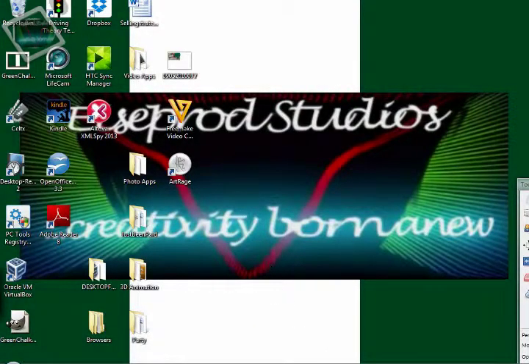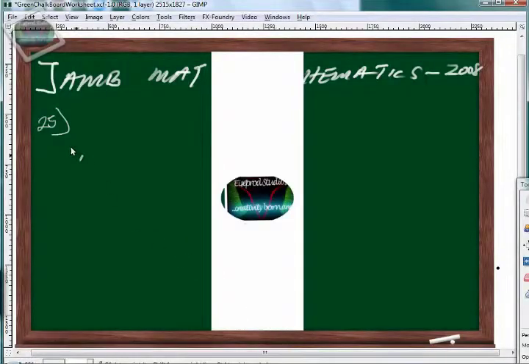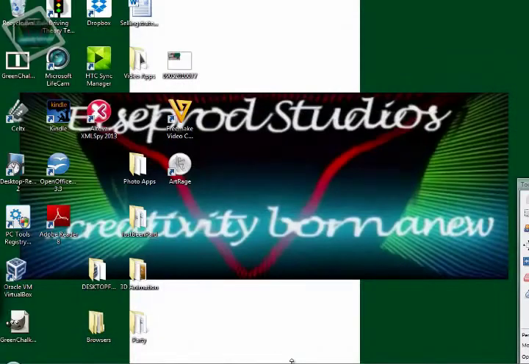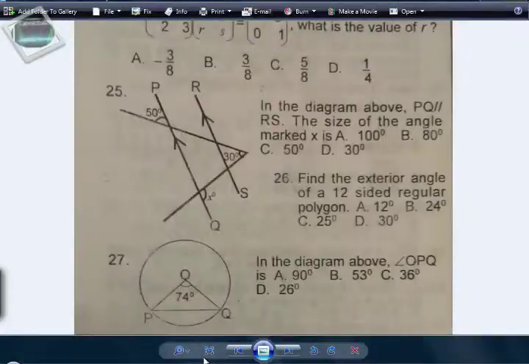Our next question is question number 25. And the question says, in the diagram above, PQ is parallel to RS. Normally, you know, lines are parallel when they are marked by this arrow sign. So without them even telling you that they are parallel, because they are marked by this arrow sign, you already know that they are parallel.